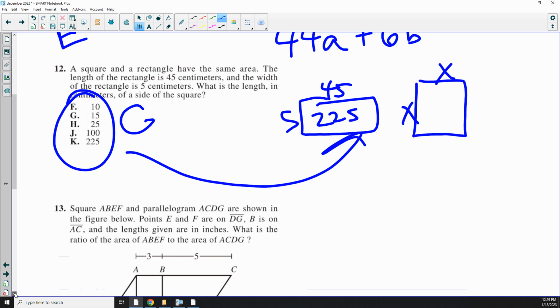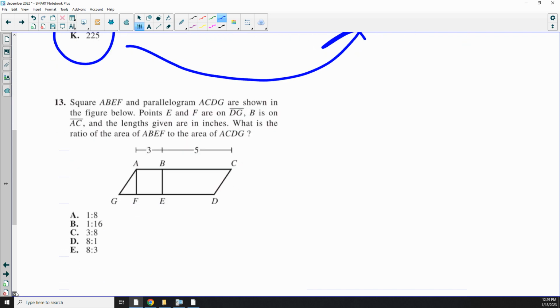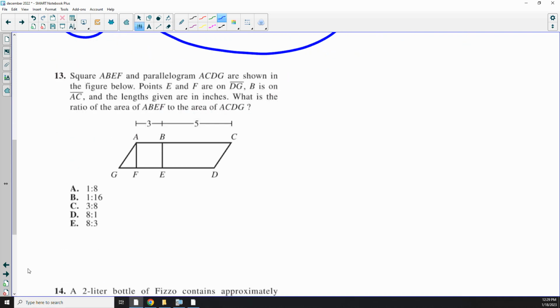This has got one of my favorite tricks in the book. They're looking for a ratio of areas, but they don't give you the height. So guess what I did? I made one up. So I just made up the height is 6. Now, what's the area of ABEF? 3 times 6 is 18.